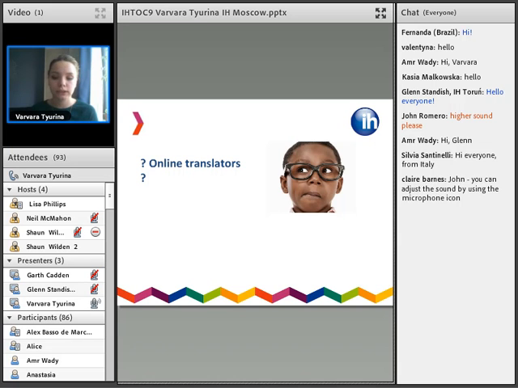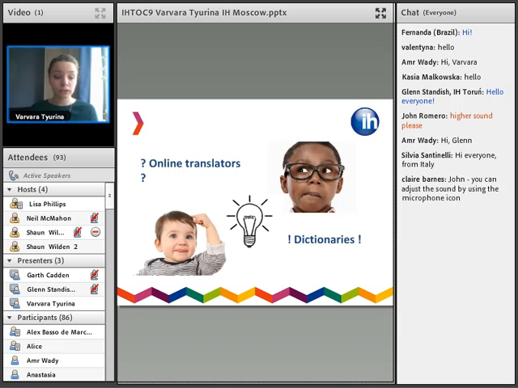So at this point, you might start to think, maybe online translators are not a very good resource of information. Maybe this is not the best tool to use while you're searching for the translation. So what else can we use? Of course, we can use dictionaries.